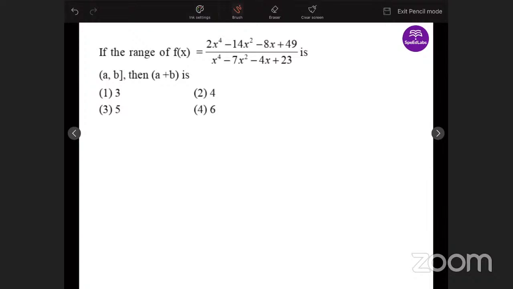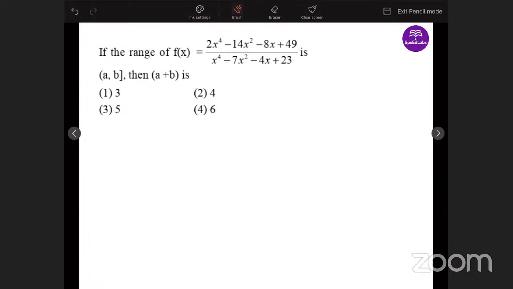Sir, it is an improper fraction because the maximum powers are equal. And we can do the direct division of these functions, and then we can get a number, and then we can easily find the range. Then that would be the easiest approach, right? Yes, sir. Can you do that and let me know what's the next step?